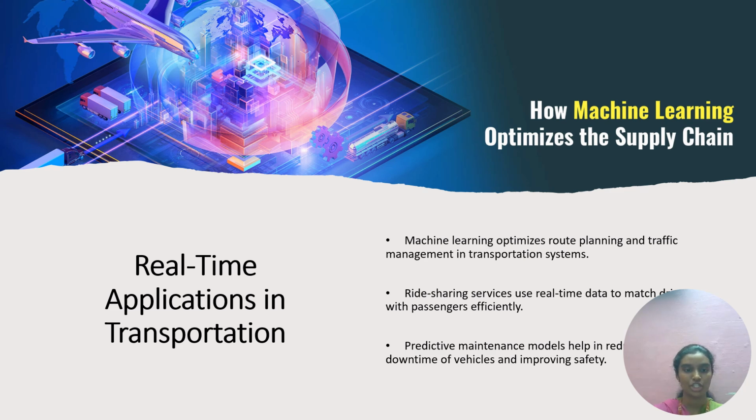Transportation is one of the best examples for real-time applications in machine learning. Here, machine learning optimizes the supply chain. It optimizes route planning and traffic management in transportation systems. Ride-sharing services use real-time data to match passengers efficiently. Predictive maintenance models help reduce downtime of vehicles and improve safety.